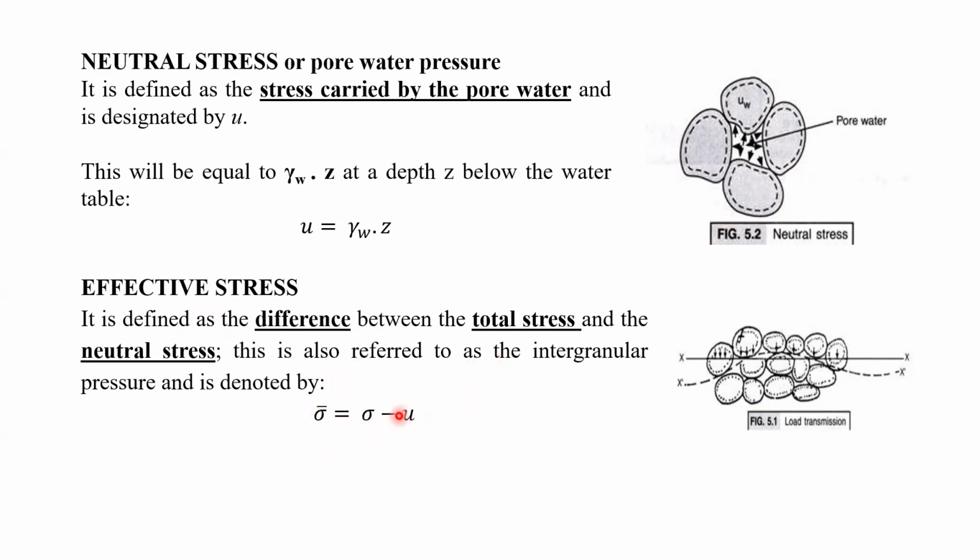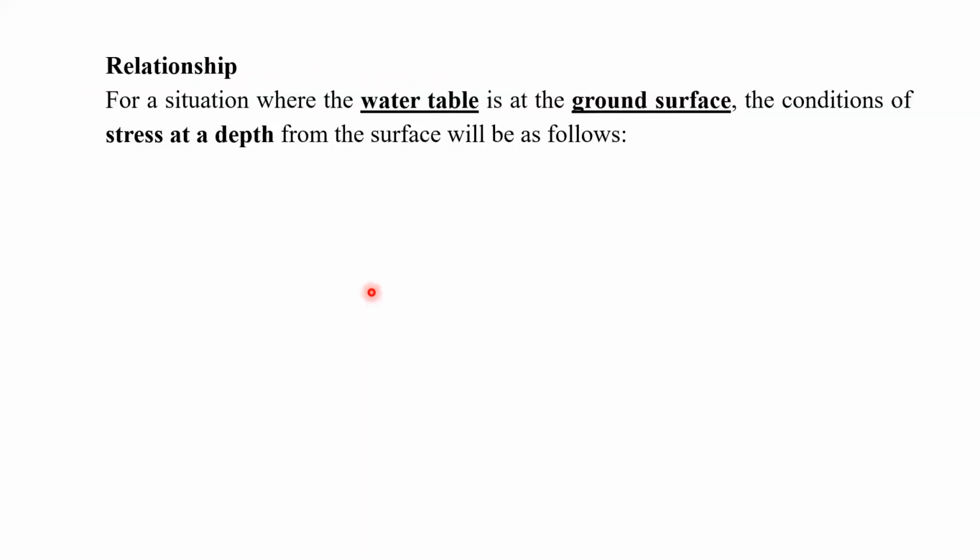So effective stress is the total stress minus pore water pressure. Suppose you want to find out the relationship between these three parameters: total stress, neutral stress, and effective stress. Suppose the soil is fully saturated up to the ground level. So the total stress at depth Z, we can find out by multiplying the saturated density with that depth, right? And the pore water pressure, as you know, is the density of water times height Z.